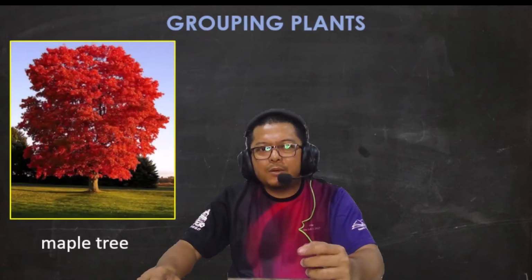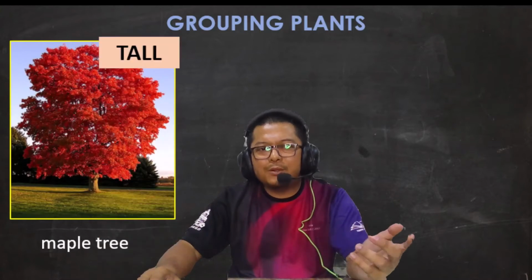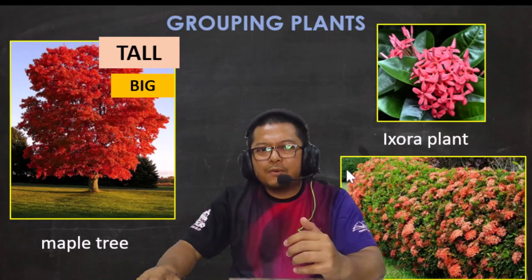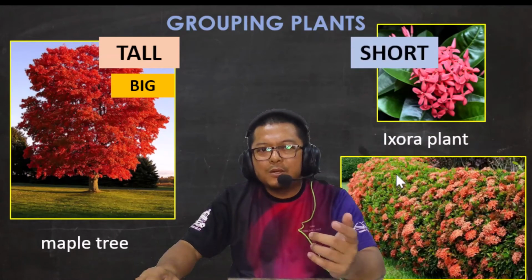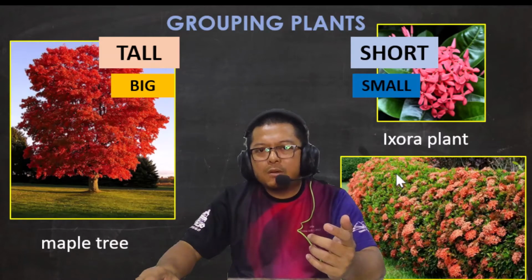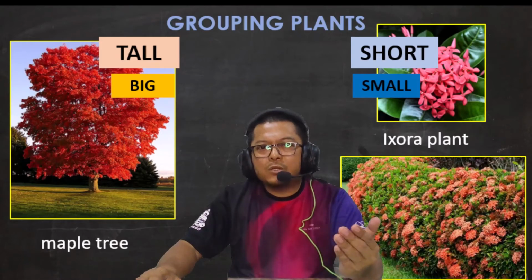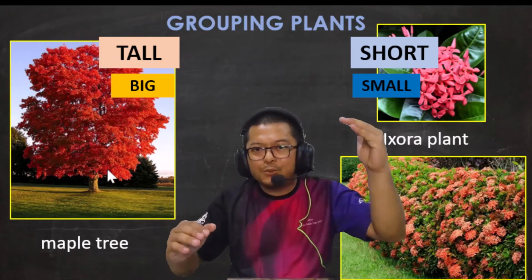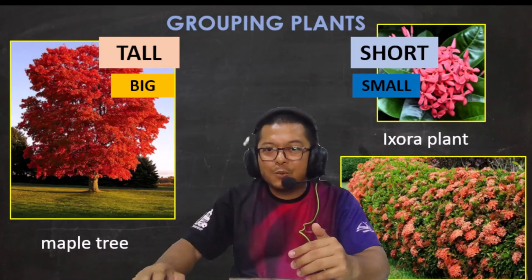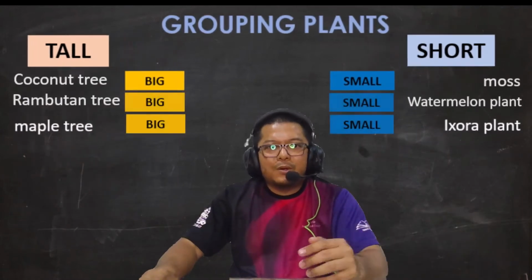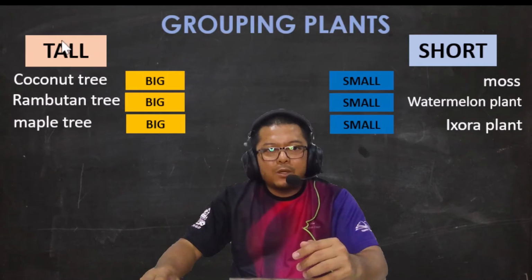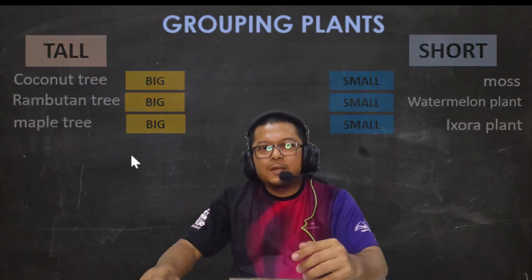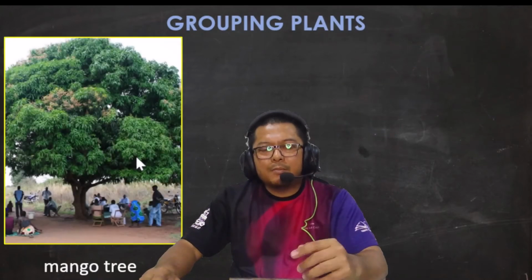Next plant would be maple tree. Obviously, maple tree is tall and big. And Ixora plant that you can find in our school would be short and small. Yeah, it's not that short, but it's not as tall as maple tree. If you compare maple tree and Ixora, Ixora is quite short. So if you can see here, maple tree would be in a tall group, Ixora would be in a short group. See?